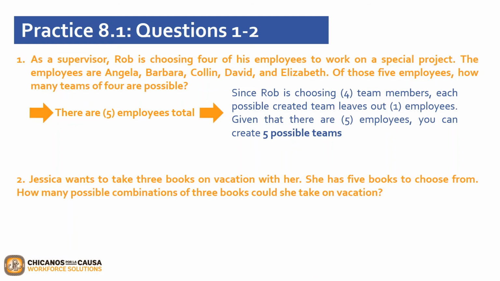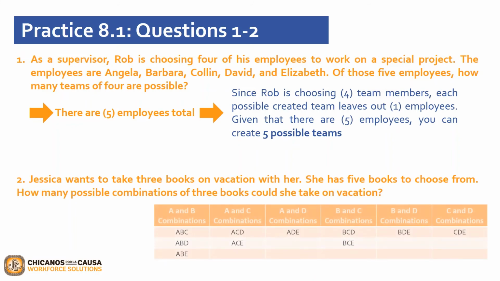Question 2. Jessica wants to take 3 books on vacation with her. She has 5 books to choose from. How many possible combinations of 3 books could she take on vacation? So this is kind of similar to that fruit example or the fruit stand. So let's go ahead and look at a table of this.